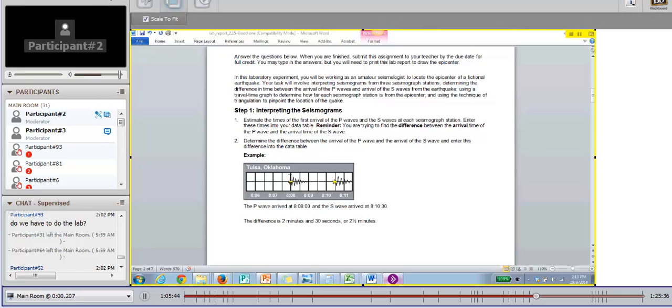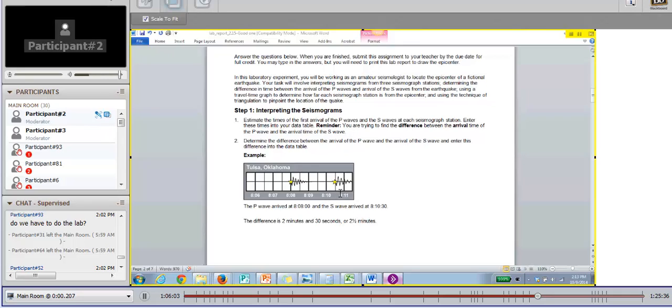So this is a picture, or not a real picture of a seismograph like we saw before. This is one that they've made for you. You can see the P wave arrived at 8:08 p.m. or a.m. It doesn't matter to me. It doesn't really matter in total.